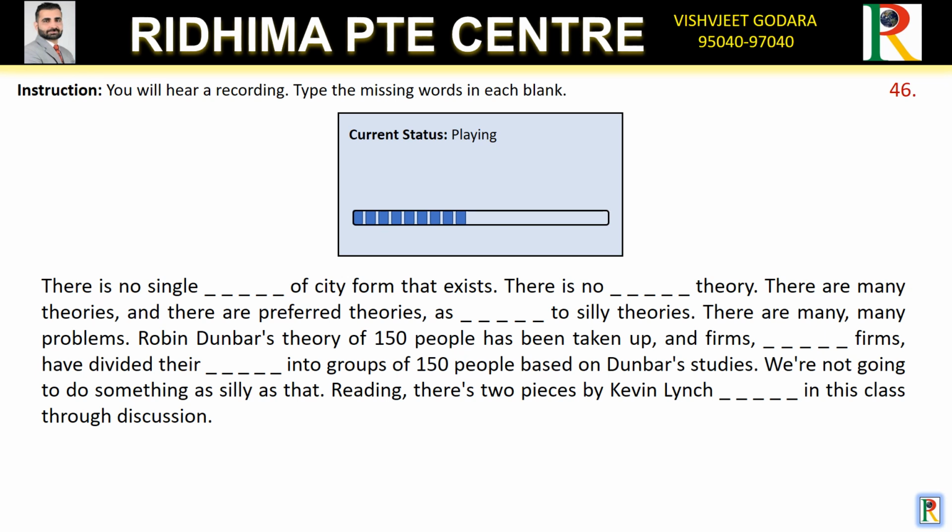Robin Dunbar's theory about 150 people has been taken up, and corporate firms have divided their manpower into groups of 150 people based on Dunbar's studies. We're not going to do something as silly as that. Reading those two pieces by Kevin Lynch generated in this class through discussion.